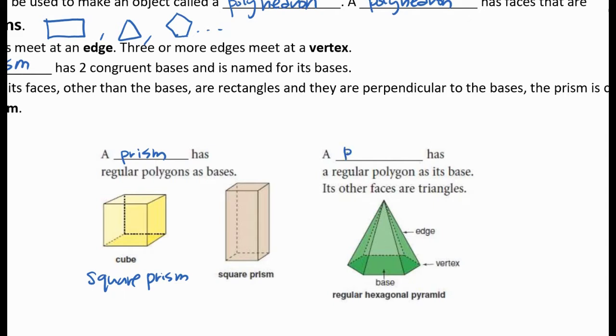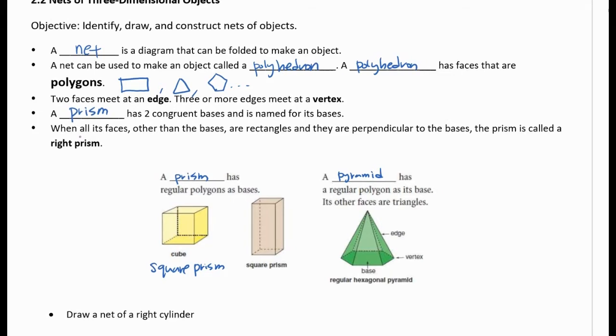Okay, we call it a pyramid. A pyramid has a regular polygon as its base. Its other faces are triangles. Okay, so if you look at this, we call it a hexagonal pyramid because the hexagon is its base. Okay? So when all its faces other than the bases are rectangles and they are perpendicular to the base, the prism is called a right prism.